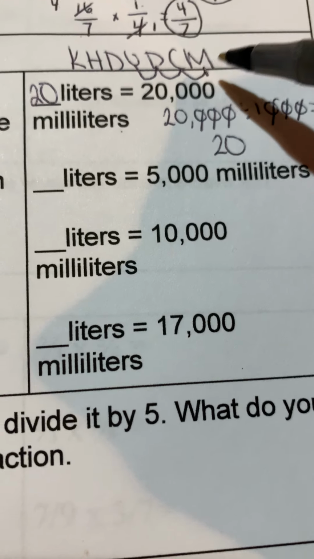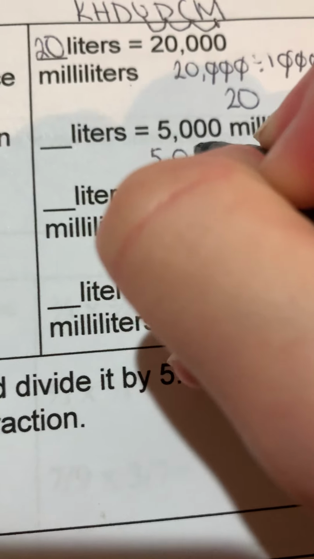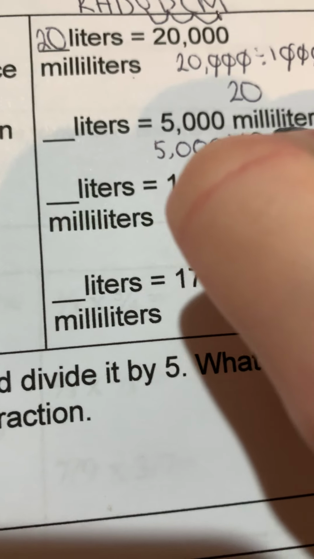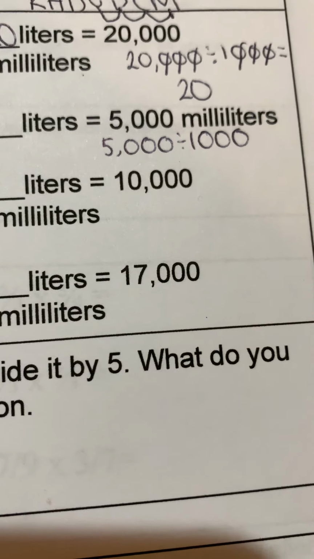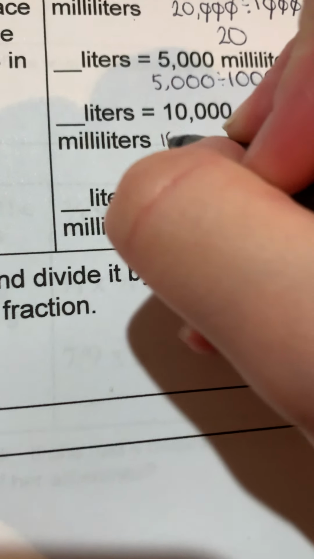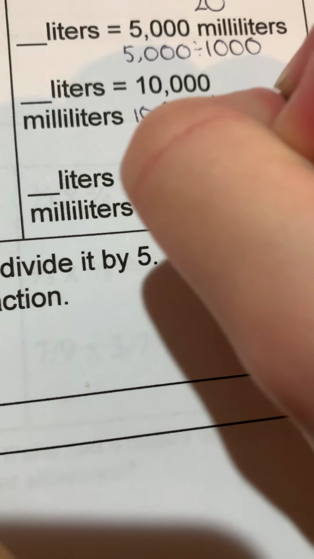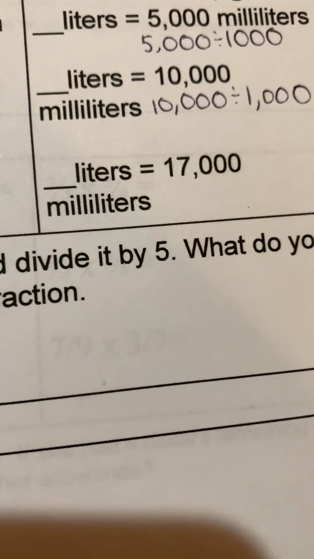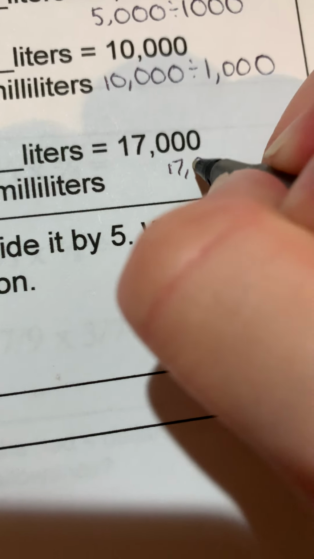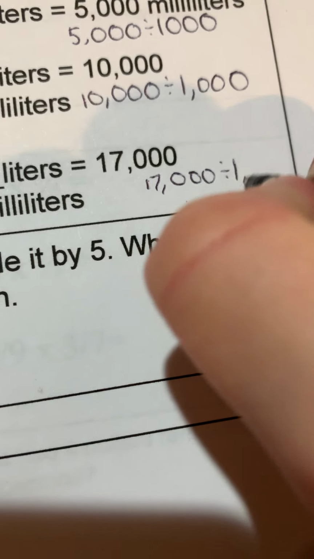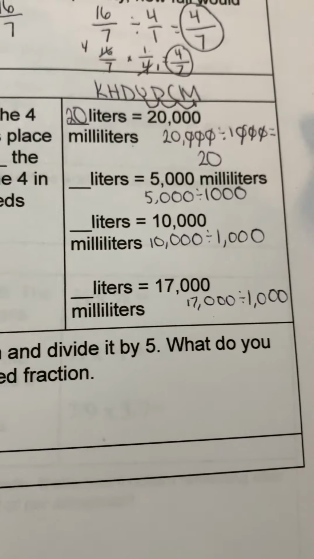So we already know that we're dividing by 1,000 every time. So that's what you're going to do to solve these ones. 5,000 divided by 1,000. 10,000 divided by 1,000. And 17,000 divided by 1,000. So go ahead and solve those ones.